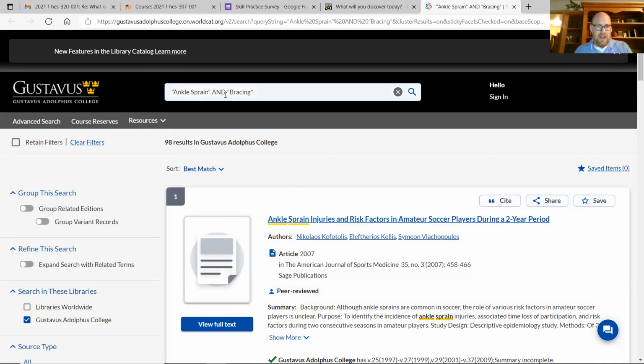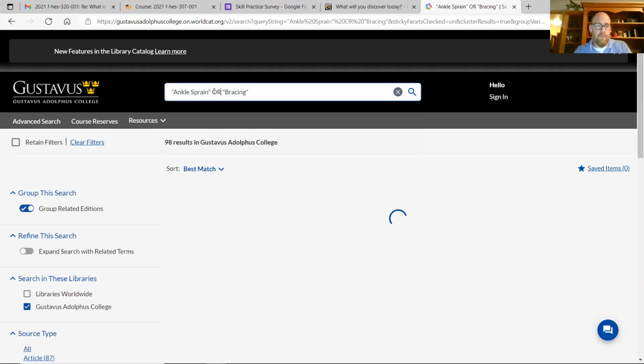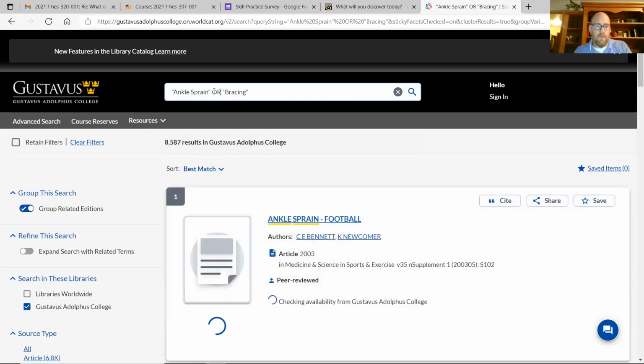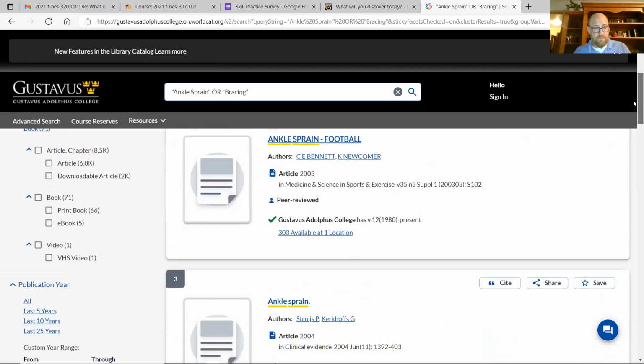However, let's say that I wanted to be a little bit more broad and include results regarding ankle sprains or bracing. I could go ankle sprain or bracing. Look at the difference. I have 8,500 results compared to 98. So much more. So in my results here, you can see that I've included both terms in the search.